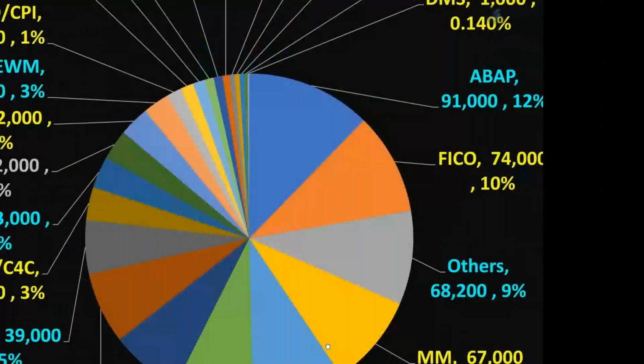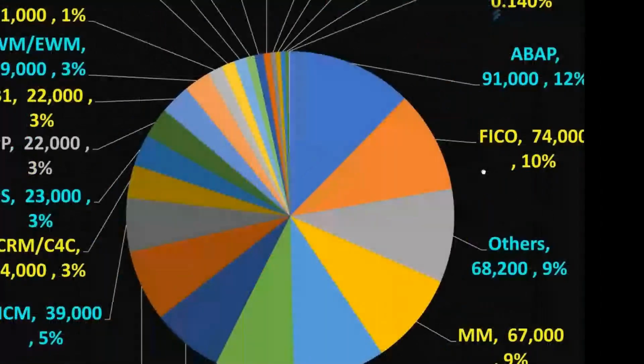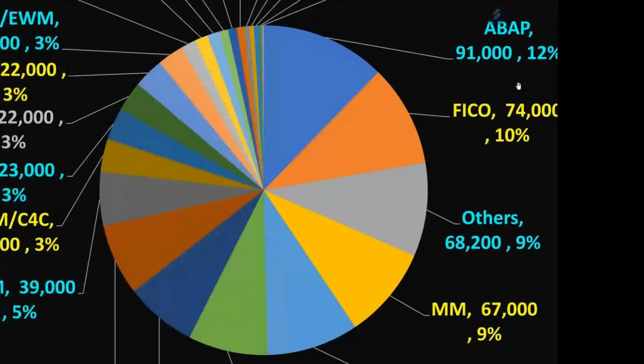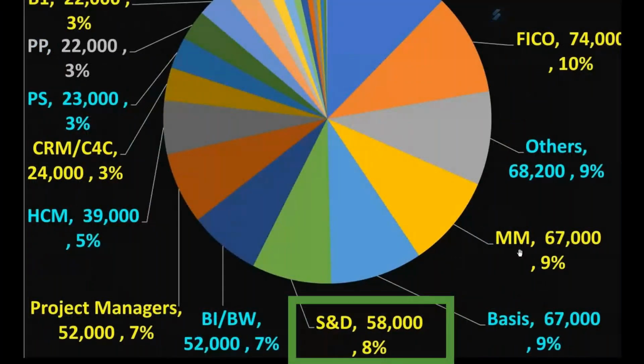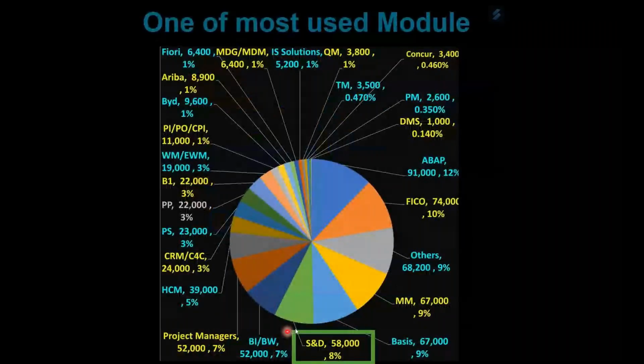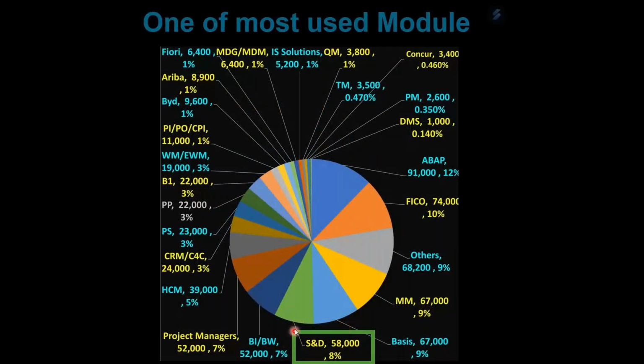Okay, so the most used modules, or the module which has the most consultants, are ABAP, FICO, MM, Basis, SD, and BIW. These are the modules which have the most number of consultants, at least according to LinkedIn. Okay, the actual figures might differ a little, but it's LinkedIn. It is so big now that it is a good sample of what is happening in the real world. Okay, so SD is one of the most used modules, because of which you also have a large number of consultants in the SD space.